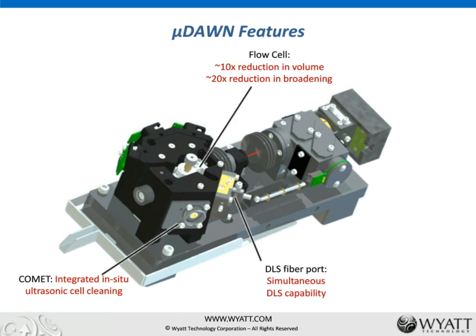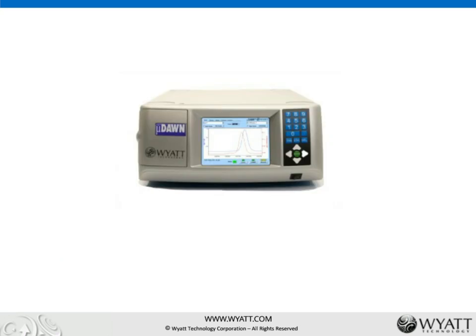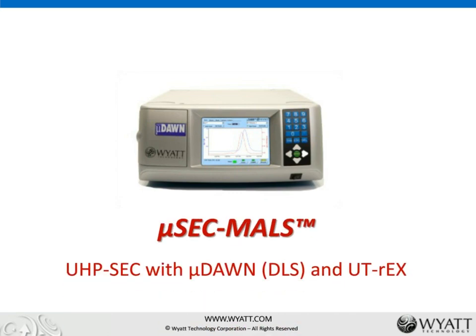Now with this optical bench, we're ready to introduce our MicroDAWN instrument, the one and only MALS detector specifically designed for UHPLC-based separation. We call our solution the µSEC-MALS. µSEC-MALS refers to the use of MicroDAWN with embedded DLS and the low dispersion RI detector called UT-REX, by using those detectors after a UHPLC-based SEC separation.